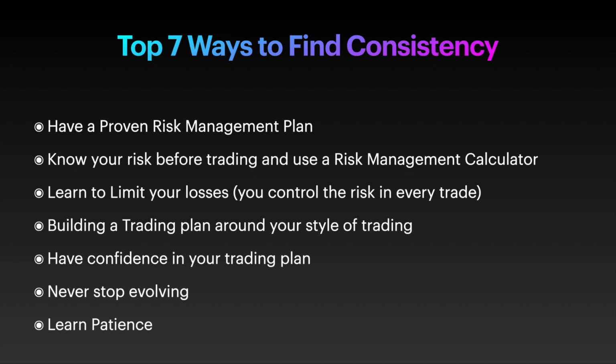And so this is where having confidence in your trading plan, having a good risk management plan, limiting your losses, and building a trading plan around your style of trading all help with your patience, because you're looking for very specific things based on whatever plan you have. If it's not in your trading plan, then you shouldn't be trading it, which in turn helps provide the patience you need to wait for the right setups that you are specifically trading for. All right, so these are 7 simple ways, guys, that you can find consistency within your trading.